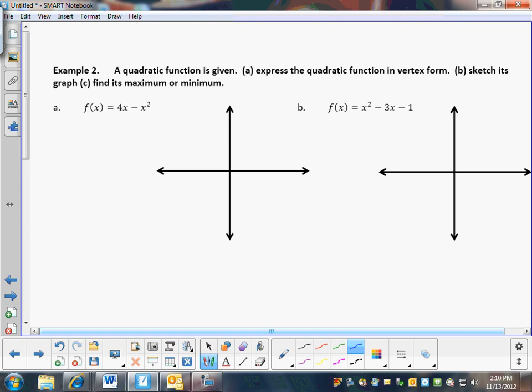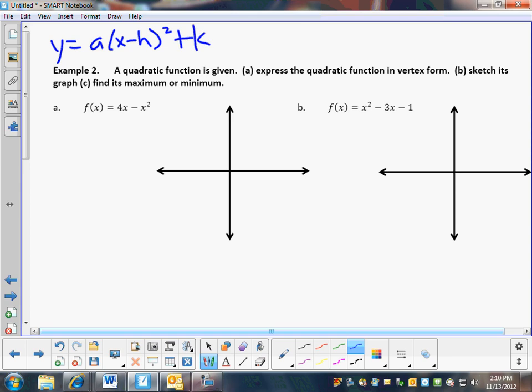Okay, so yesterday we talked about standard form. Today we're going to talk about vertex form, and vertex form looks like this: y equals a times (x minus h) quantity squared plus k. That's what vertex form looks like.